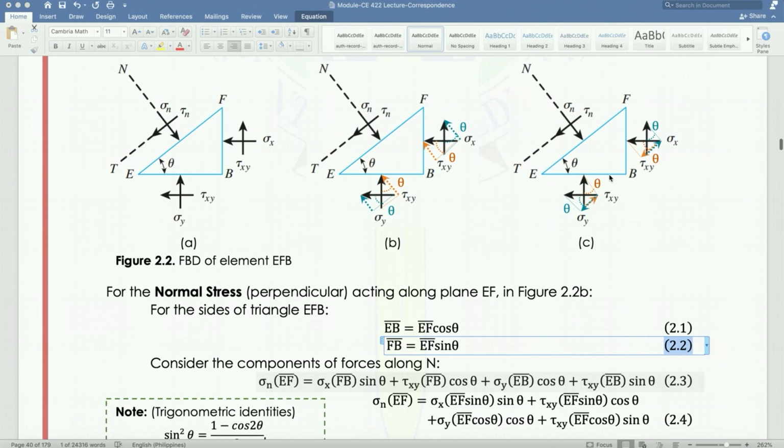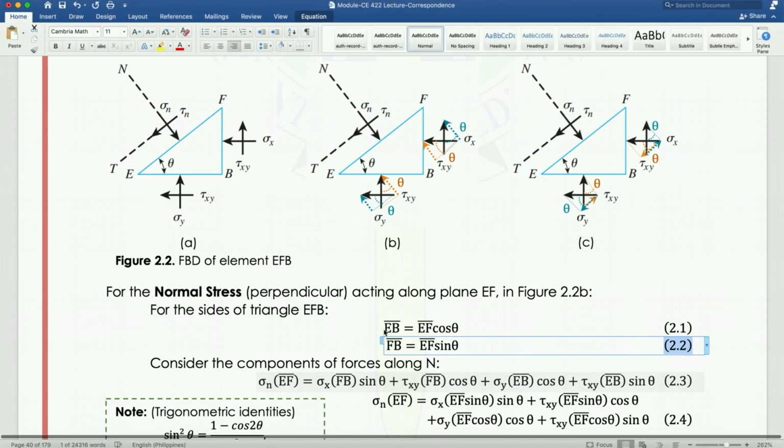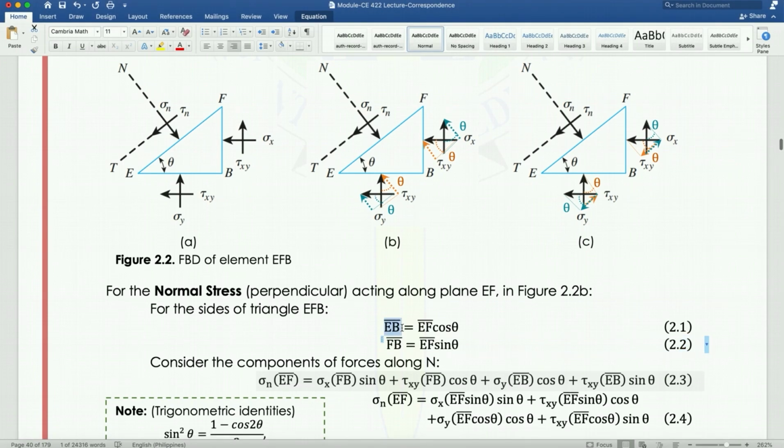are on this side. And we have here tau xy times sine theta. So sine theta times EB. Okay? Yan. So simplifying this, sigma n times EF times EF sine theta times sine theta plus tau xy times EF sine theta cosine theta. Now, saan nanggaling yan? We substitute here the value of EB.